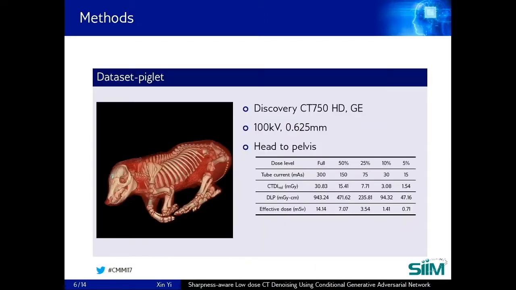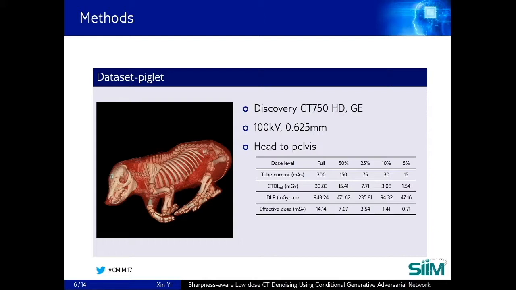We use two datasets to evaluate the efficacy of the proposed SAGAN method. The first one is a piglet dataset we built by ourselves. We scanned a deceased piglet at 100 kV using 0.625 mm slice thickness, from head to pelvis to cover a wide range of anatomic regions. We performed 5 series of scans with different tube currents to obtain images with different noise levels. The conventional full-dose CT has a tube current of 300 milliamps, and the tube current was subsequently decreased to 50%, 25%, 10%, and 5%. The lowest dose level has an effective dose of 0.7 millisievert.